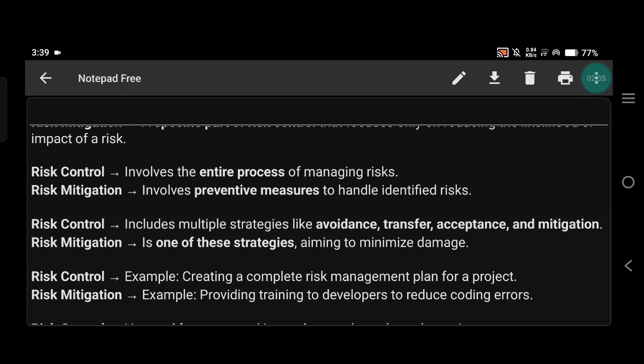Risk control includes multiple strategies like avoidance, transfer, acceptance, and mitigation. Risk mitigation is one of these strategies, aiming to minimize damage. On the other hand, risk mitigation is just one of those strategies.